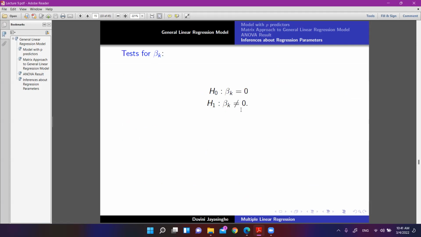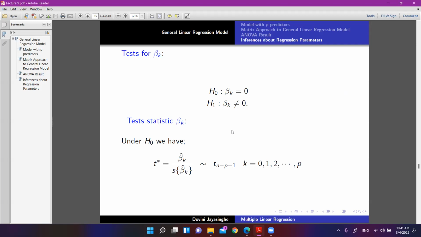Test for beta k. So this is just one test. When k is equal to some value, H0 is this one, H1 is this one. The test statistic is this. So this is the t-test we are talking about. If we want to individually check that each and every beta is significant, we can go with the t-test.